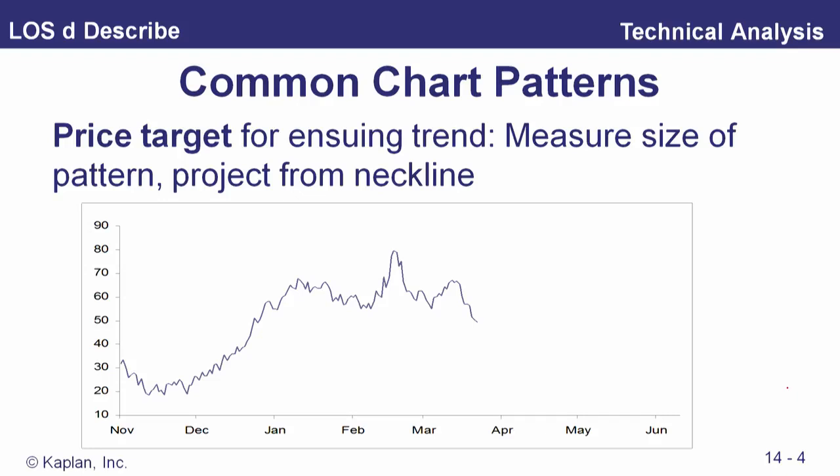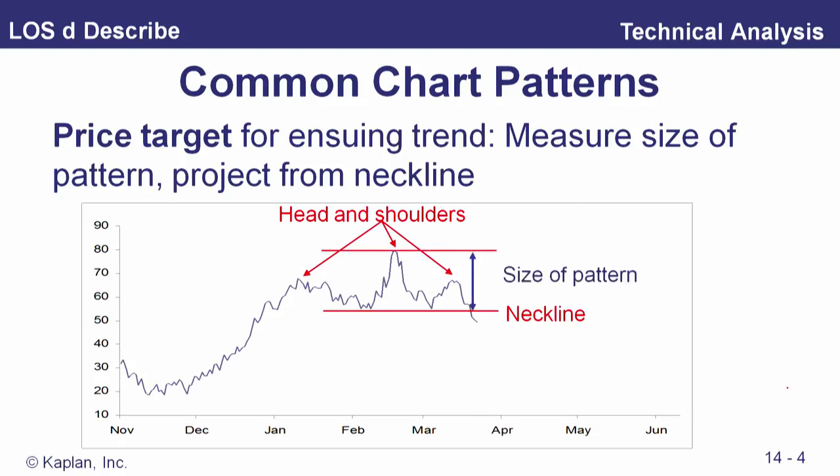The price target for an ensuing trend: measure the size of the pattern and project it from the neckline. So there's our neckline, right? The shoulders on either side, the head in the middle. There's our neckline. Now, the size of the pattern is right there. So our price target, remember that a head and shoulders said we were going to fall off that right-hand shoulder and go down. So our price target is a lower price target, and we've estimated that price target by the height from the top of the head to the neckline.